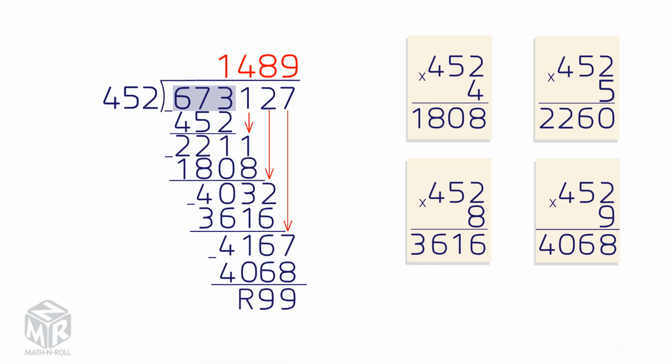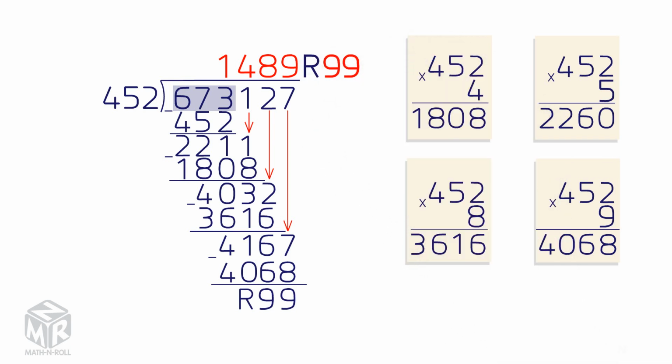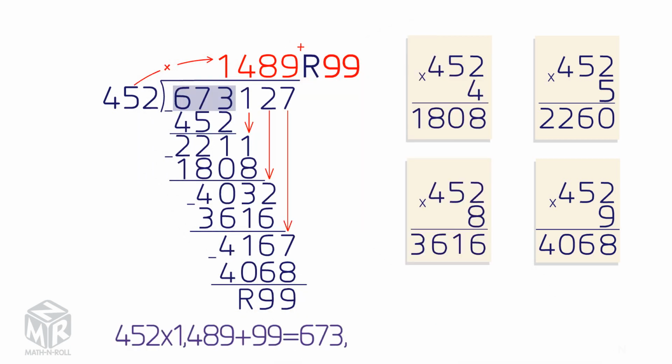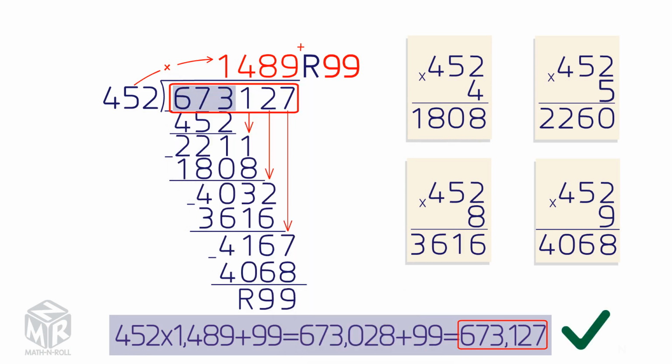So the answer is 1,489 with a remainder of 99. We can check our work by multiplying the divisor times the quotient and adding the remainder. When we solve, we realize that the answer is the same as the dividend. So our work is correct.